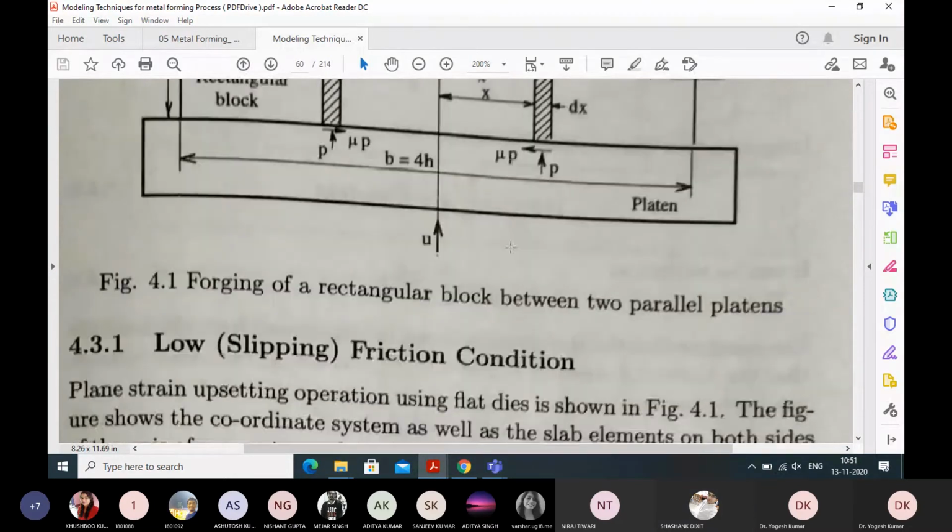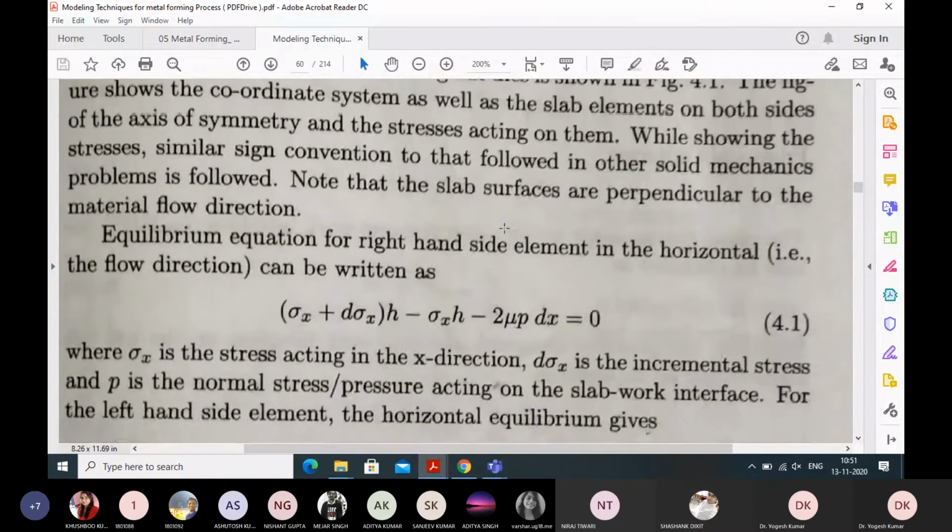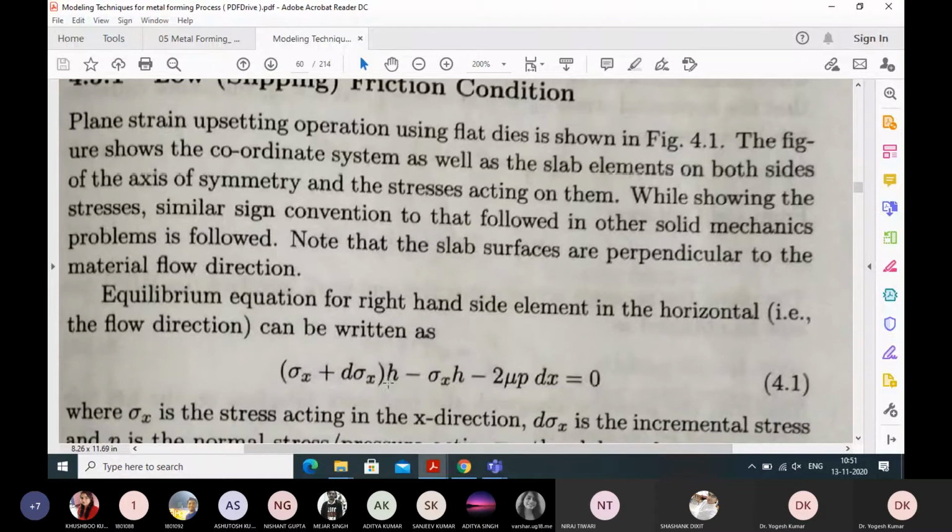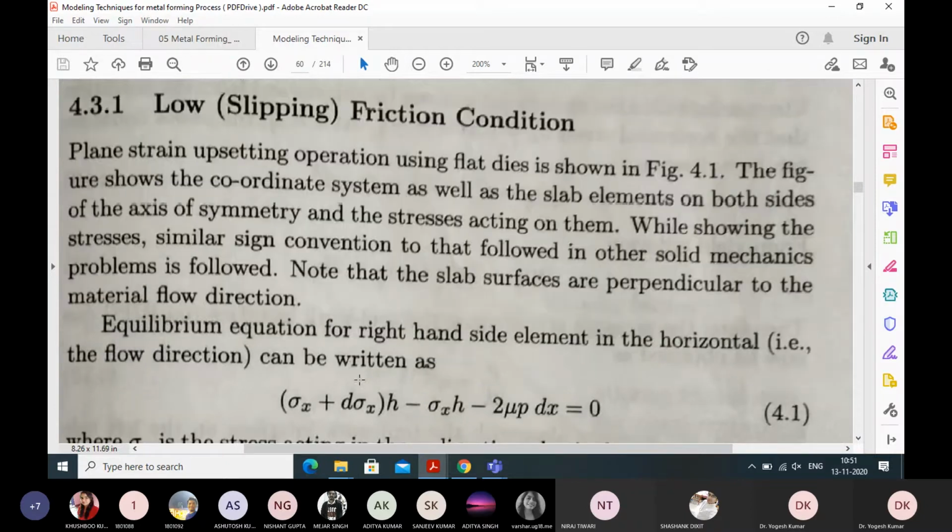Okay. So this way, any doubt in this equation? This equation is fine? It is clear. Sigma x, how this equation has come? Sigma x plus d sigma x, or do I have to repeat? Sasank, is repetition required or is it clear? No sir, just simple force balance.